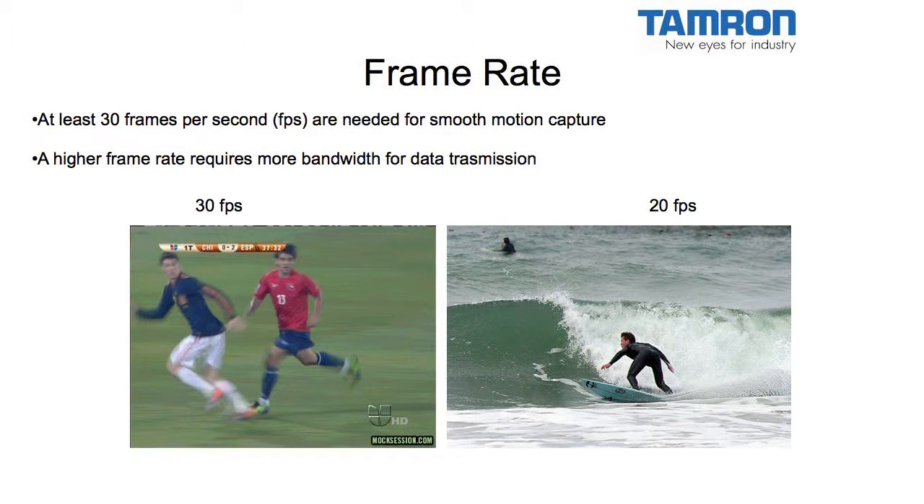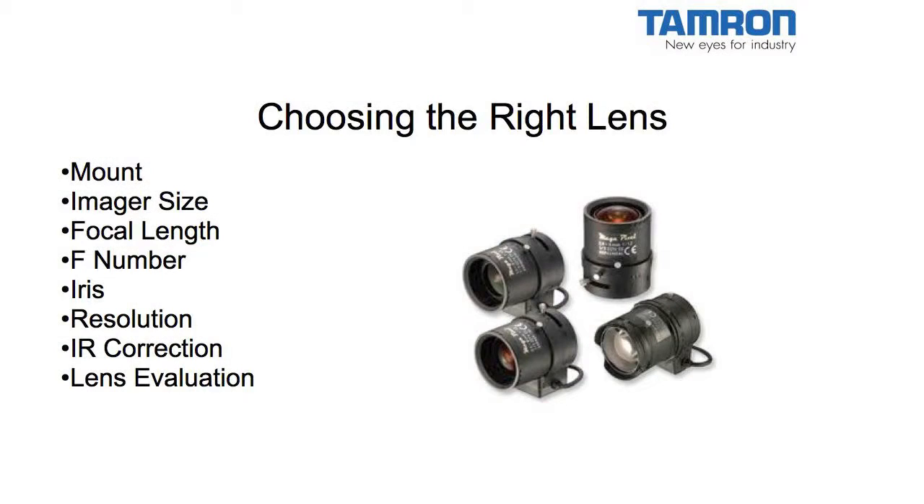Frame rate is a measure of the smoothness of the video signal and is measured in frames per second, or FPS. A higher frame rate will result in smoother motion capture, but will also increase the amount of image data that needs to be transmitted. For applications where there is little movement, a slower frame rate may be sufficient. For applications where action capture is important, you will need at least 30 FPS.